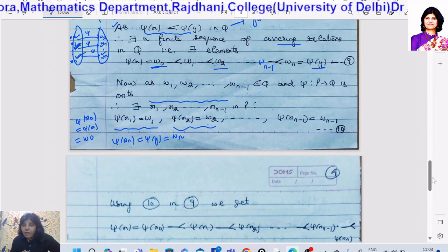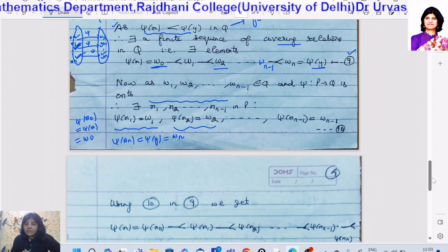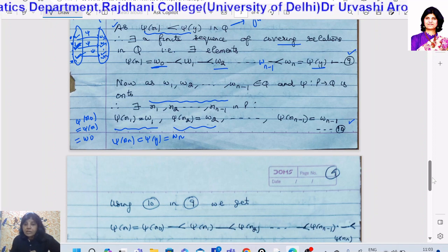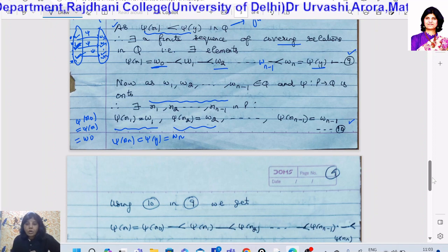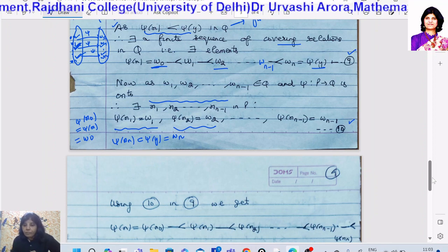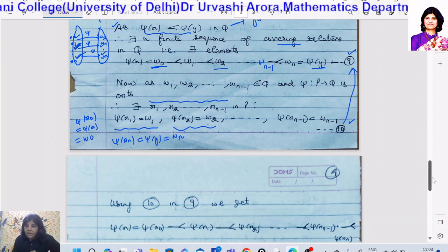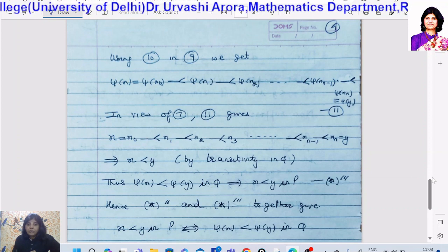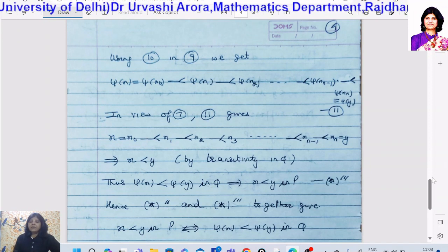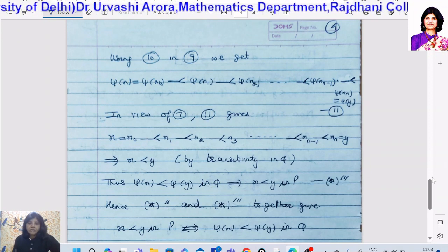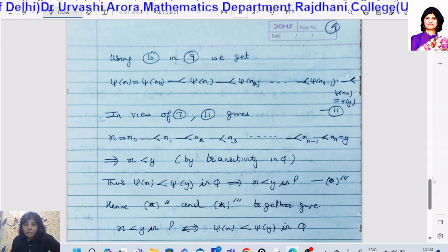This particular result we have marked as 9, and this one we have marked as 10. So now using the values of these Wi's from 10 in 9, I'm putting the values of Wi's from 10 in 9. So using 10 and 9, this is the sequence of covering relations that we have. We are marking this as 11.